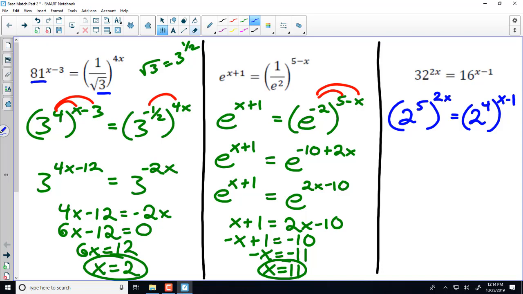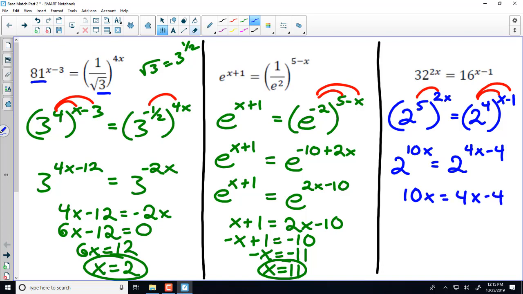Because once you do that, you just go ahead and fix your powers here with a little bit of multiplication, distributing on the right-hand side there, and we will get 2 to the 10x equals 2 to the 4x minus 4. The bases match. 10x equals 4x minus 4. Go ahead and subtract 4x from both sides. You get 6x equals negative 4. Divide both sides by 6. Get negative 4/6. That's actually the correct answer, but you can reduce that fraction down to negative 2/3.